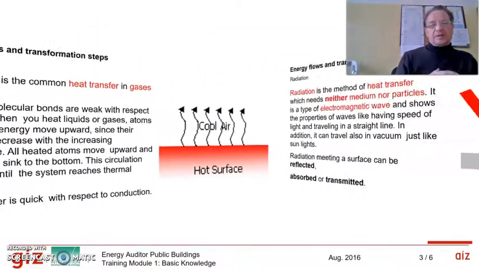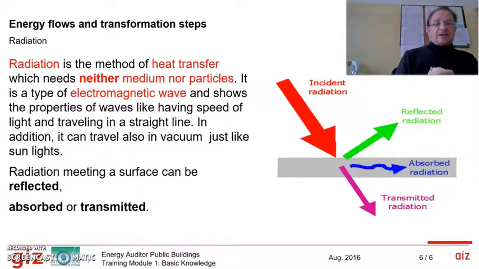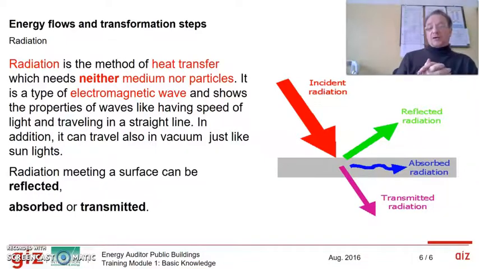And the last one is radiation, the method of heat transfer which needs neither a medium nor particles. It is a type of electromagnetic wave and shows the properties of waves, like having the speed of light and traveling in a straight line. In addition, it can travel through vacuum, which is very important for window issues, and glass, just like sunlight.